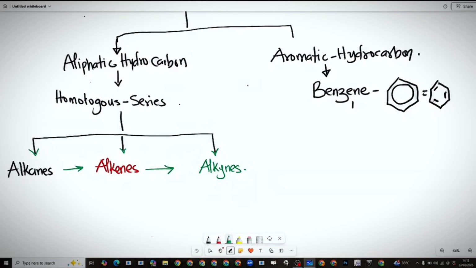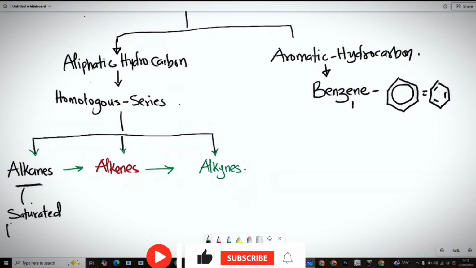So what do we need to know about the alkanes? We need to know that the alkanes are called saturated hydrocarbons because they have the ability to form a single bond. They have the ability to form single bonds. So they are known as saturated hydrocarbons.